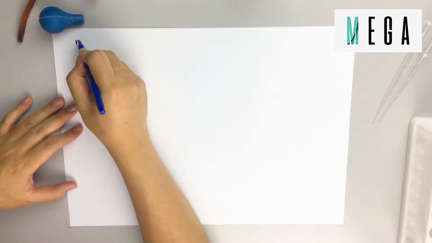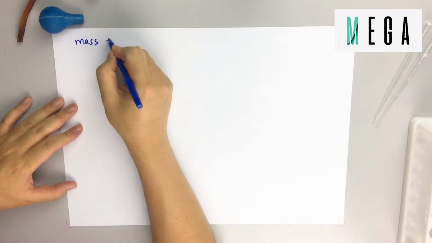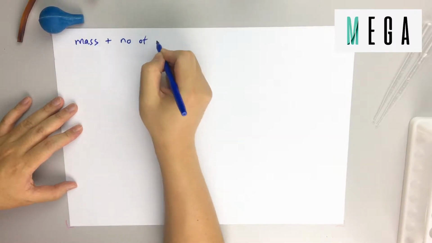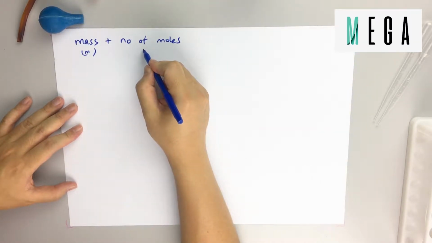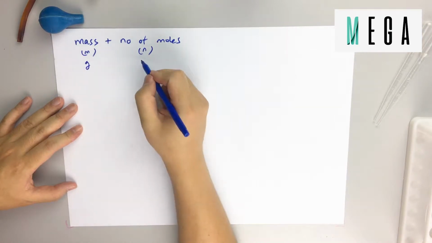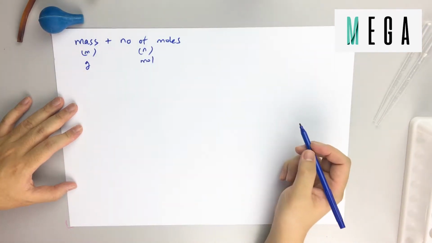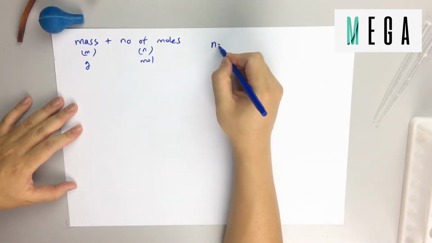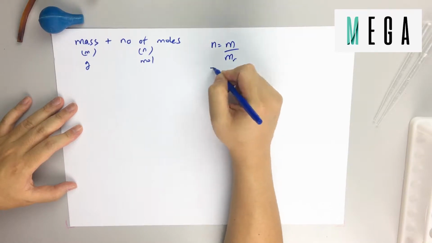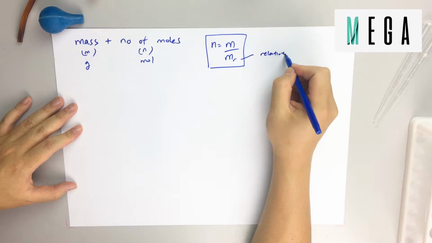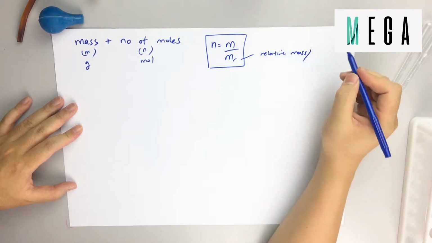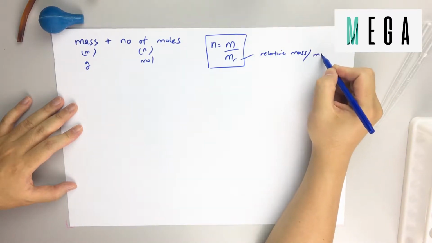Let's focus on the formula for mass. So mass relation to number of moles: mass is small m, number of moles is small n, the unit in grams, and the other is mole, mol. So the formula, very useful: n equals m over Mr. The bottom Mr is the relative mass, or we call it the molar mass.